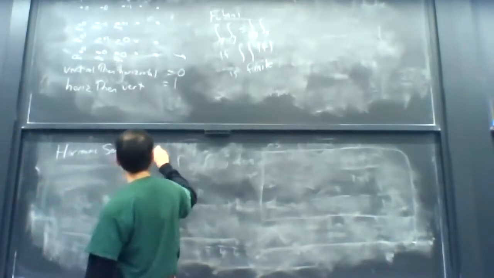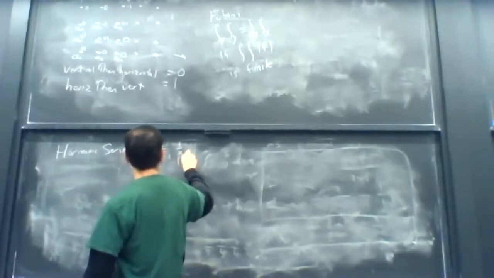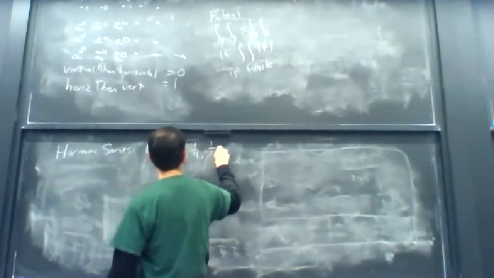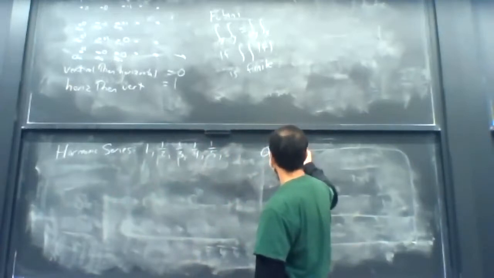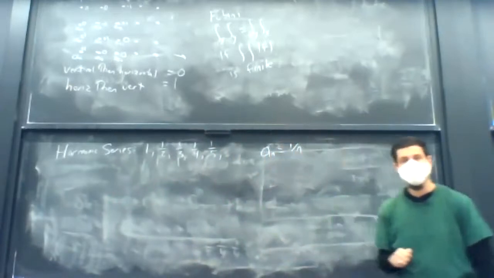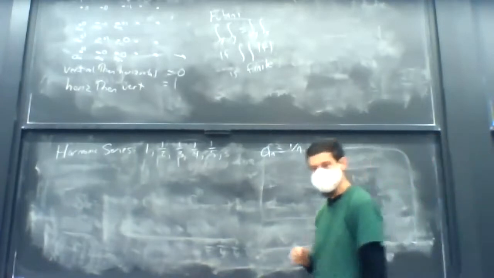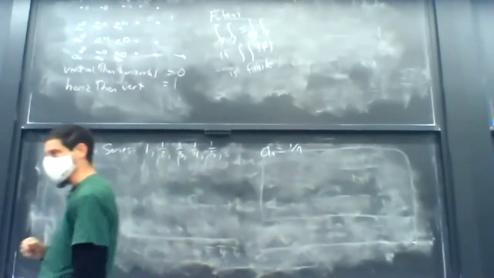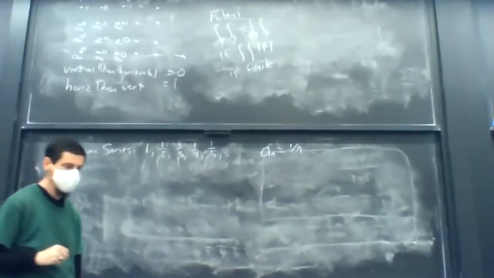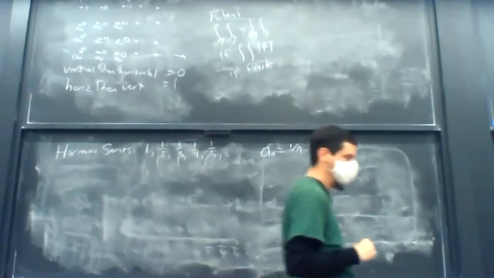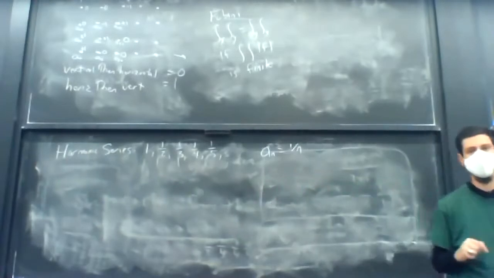So it's 1, 1/2, 1/3, 1/4, 1/5, and so on. So a_n is one of them. It turns out this series diverges. The best way to see this is to use calculus. And not only will you get that it diverges, you'll get some information about how quickly it diverges. It turns out it diverges very slowly.